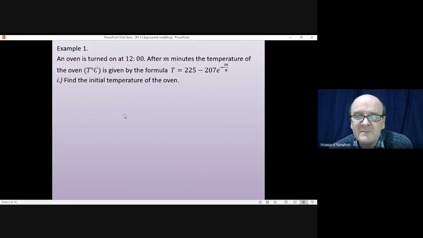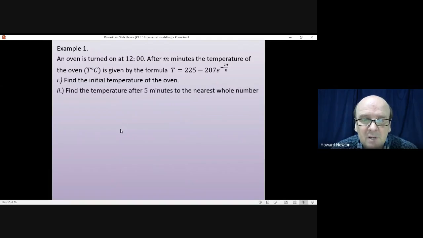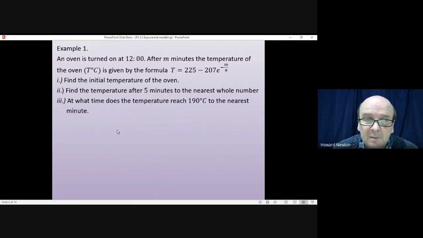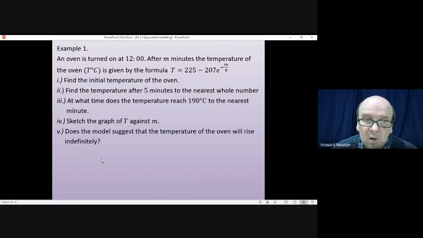Now we're asked to do 5 things. First of all, we're asked to find the initial temperature of the oven just as it's turned on. Then we're asked to find the temperature after 5 minutes to the nearest whole number. Then we're asked to find at what time the temperature reaches 190 degrees centigrade to the nearest minute. Then we're asked to make a sketch of the graph of T against m. And lastly, we're asked if the model suggests that the temperature of the oven will just keep on rising indefinitely.